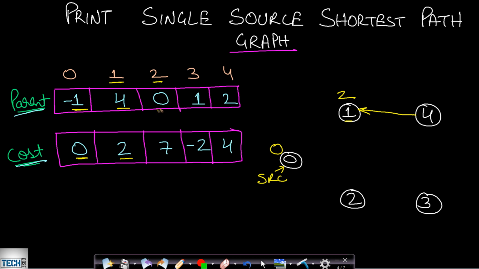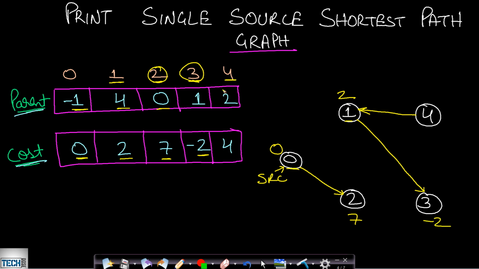Now for this node 2, the source is 0, so node 2 has source 0, and the cost to reach this node 2 from the source will be equal to 7. Now for this node 3, the source is 1, so for node 3 the source is 1, and the cost to reach node 3 starting from the source node, which is 0 in this case, will be equal to minus 2. So here the associated cost will be minus 2.